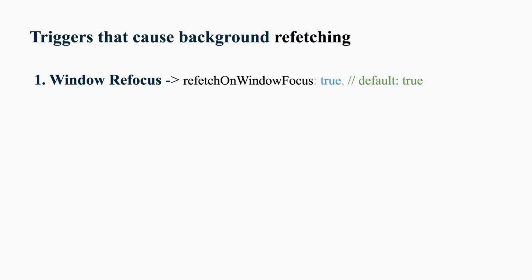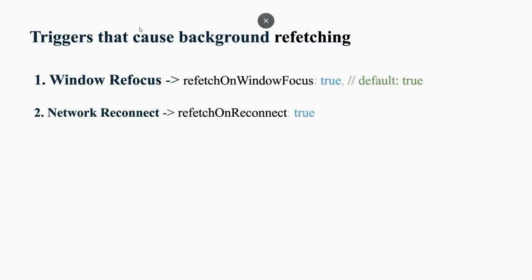Next is refetchOnReconnect. Similar to window refocus, network reconnect doesn't need to be explicitly specified. Either I write this or comment it out, it is going to work by default as true. This option controls whether a query automatically refetches when the browser regains network connectivity. So if the user loses network and comes back online, React Query will try to refetch the stale query automatically.